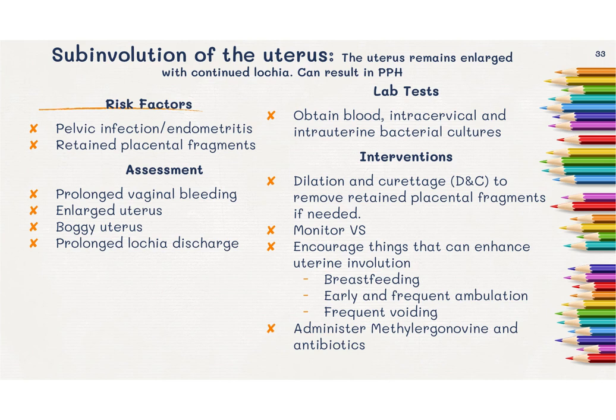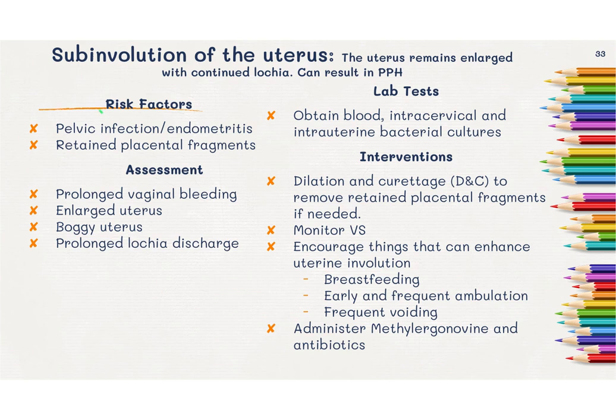So what is subinvolution of the uterus? That is when the uterus remains enlarged because the lochia keeps coming. The uterus is not contracting and it stays big. And it can result in a postpartum hemorrhage.